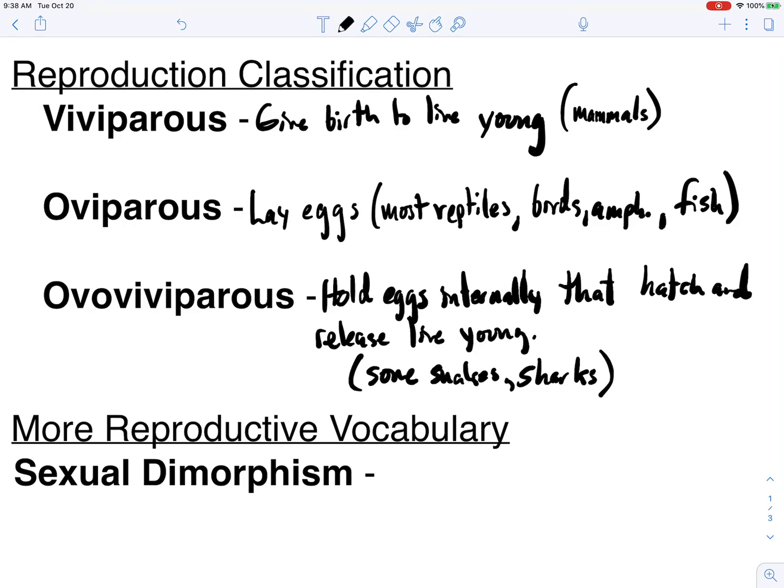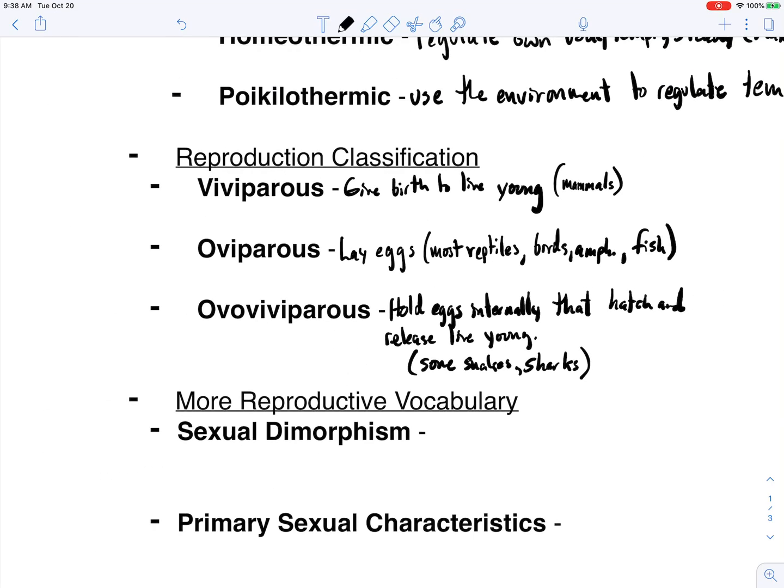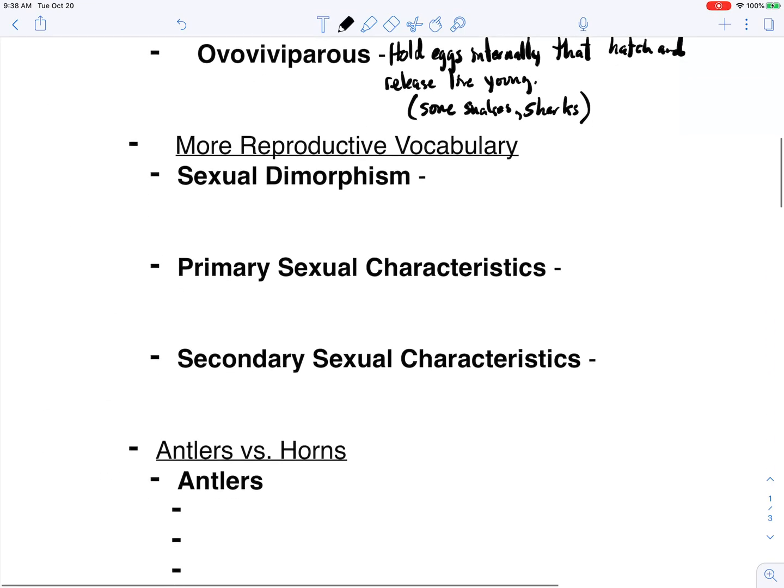In many cases, some of these ovoviviparous sharks, the first pup that hatches from the egg inside the female actually eats all the other eggs around it and then emerges like the victor. It's eaten all its siblings, and now it heads off into the ocean. So some sharks and some snakes are ovoviviparous, so that's kind of neat.